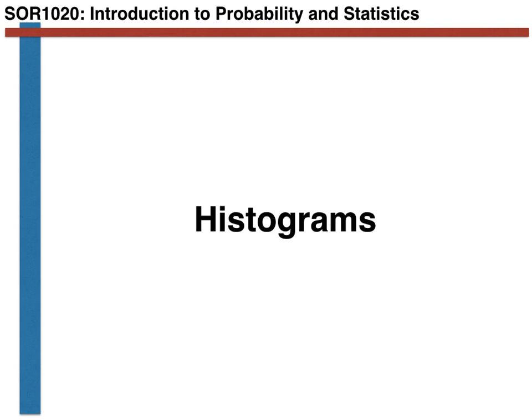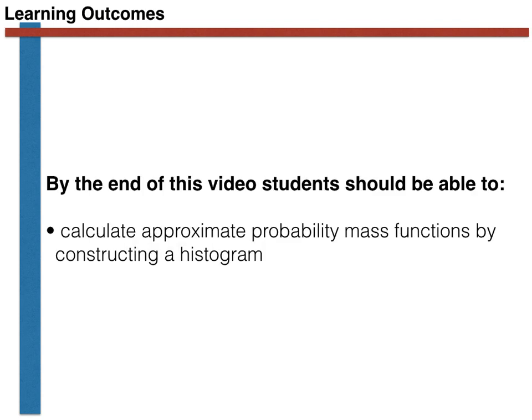Hello. In this video, I'm going to briefly explain how we go about computing a histogram, which is something that you have most probably seen before elsewhere. A histogram gives us an estimate of the probability mass function for a random variable, and it can be computed by repeatedly sampling the random variable. By the end of this video, you should be able to calculate approximate probability mass functions by constructing a histogram.